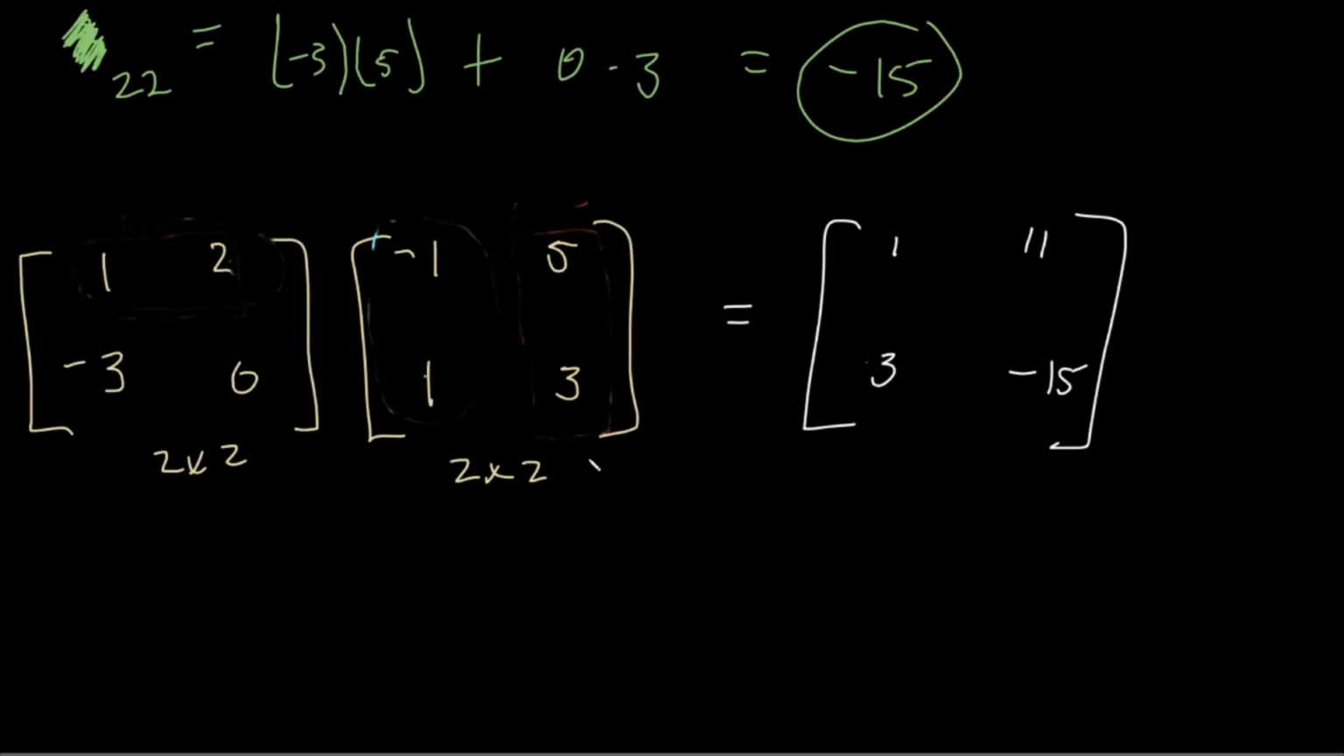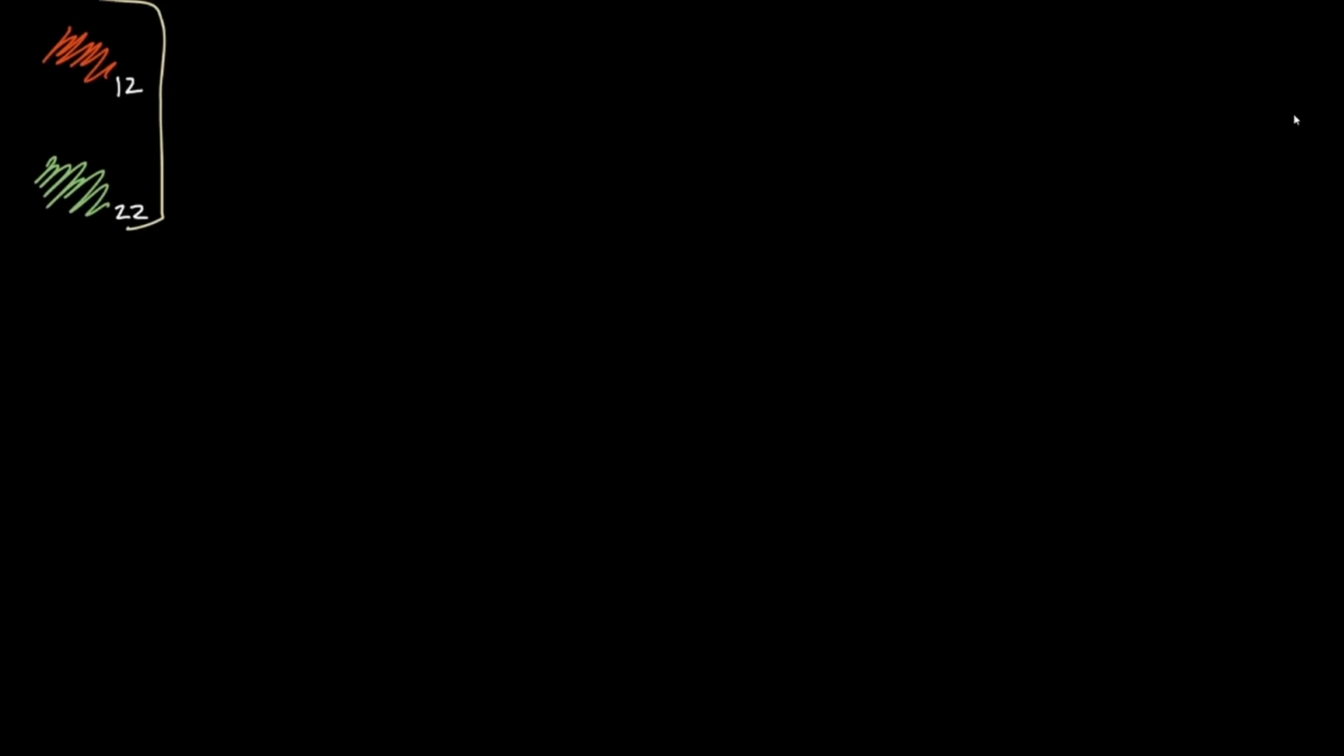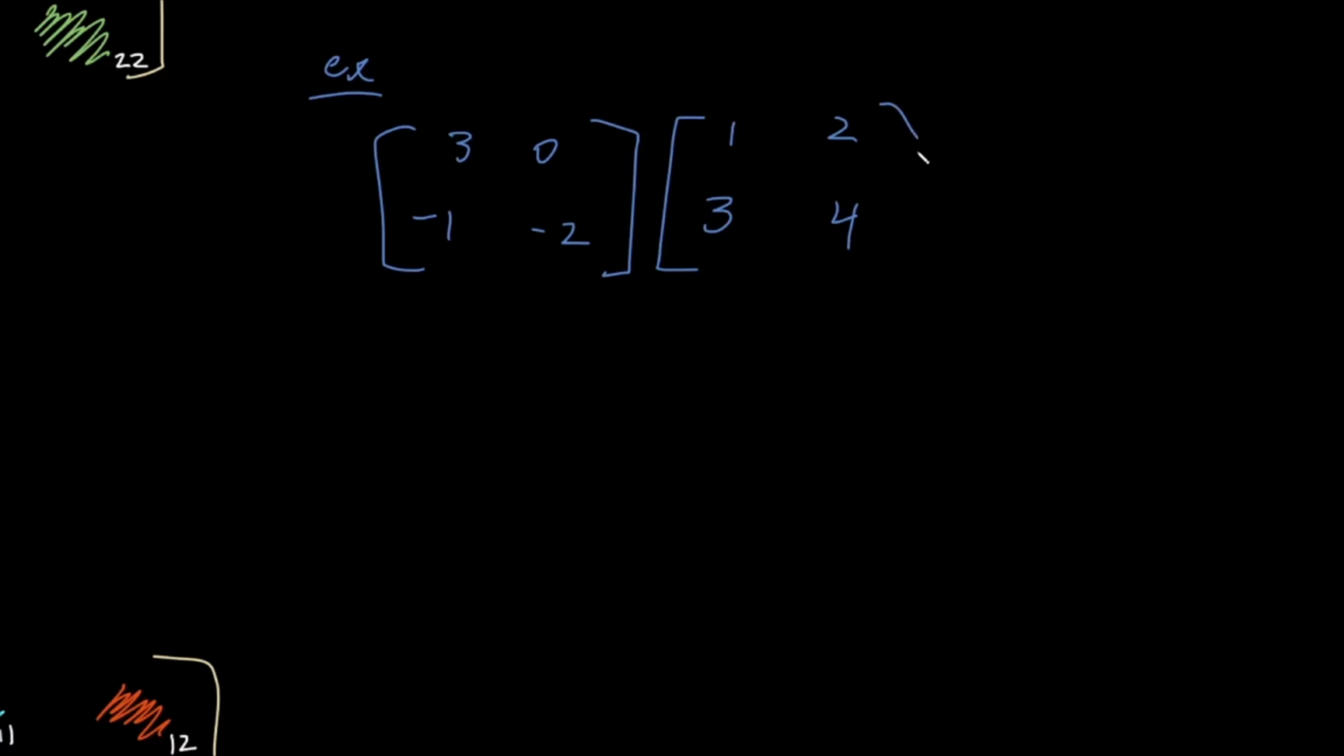I'm going to walk through one more example. We can do blue. Don't have enough space really, that's fine. So let's say we have 3, 0, negative 1, negative 2 times 1, 2, 3, 4. In fact, I'll do negative 2.